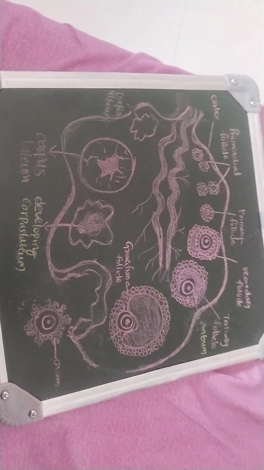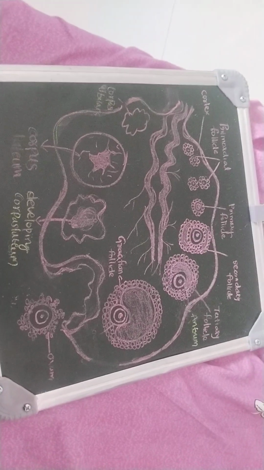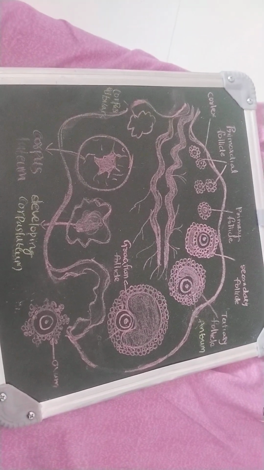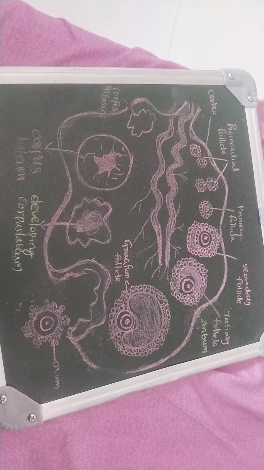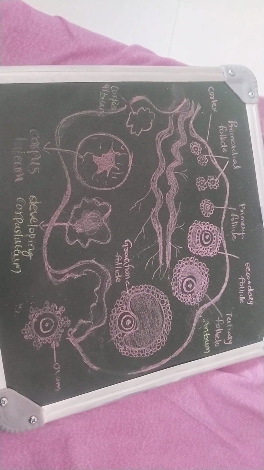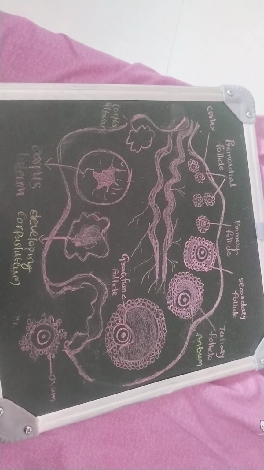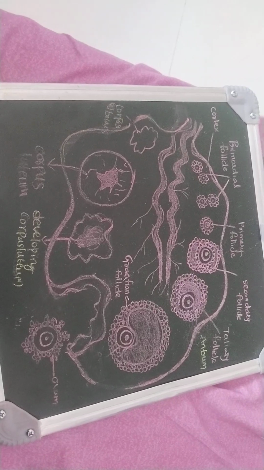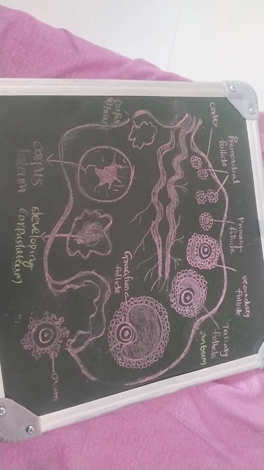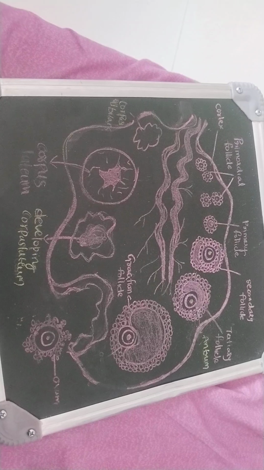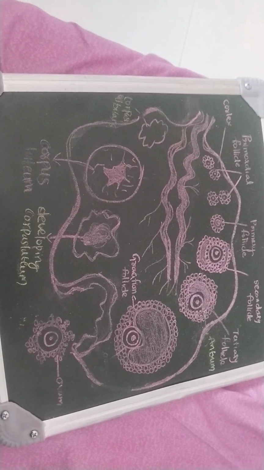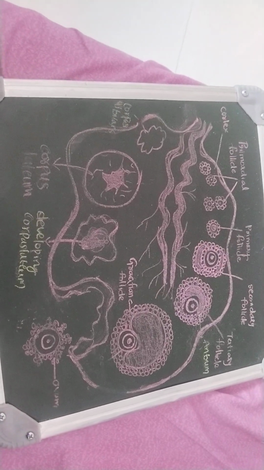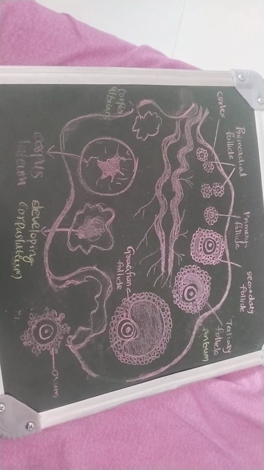Today we are going to discuss the ovarian cycle. Huge thanks to our friend Siva Chaitanya who drew this diagram, so let's discuss. Basically, the ovary is divided into cortex and medulla. In the medulla we have the ovarian vessels. In the cortex we will see follicular development.